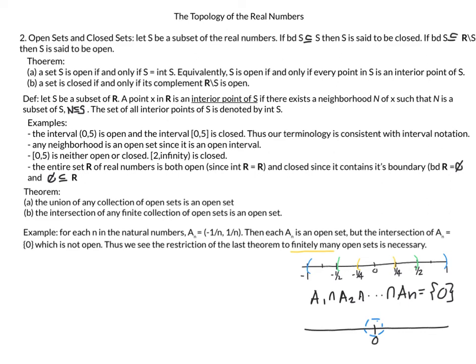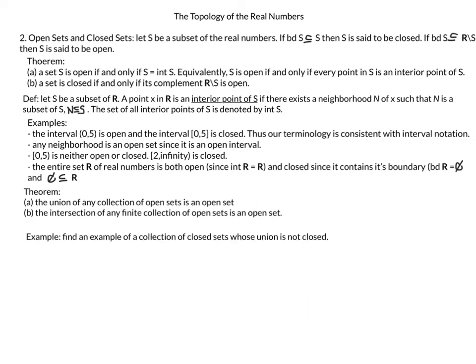And then we can see each A_n is an open set, but the intersection is equal to {0}, which is not open. A single point can't be open because there's no neighborhood of 0 that doesn't contain stuff outside of 0. So this set is not open. Thus, we see the restriction of the last theorem. It has to be a finite collection of open sets. Here we had infinitely many open sets.